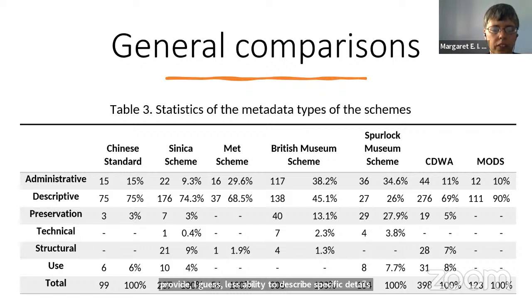So in table 3, we've looked at the statistics for the metadata types of the schemes using the 6 metadata types from the NISO and Getty standard description. Most of the schemes don't actually cover all of the types of metadata, and the ones they do cover, they cover somewhat unevenly. This makes sense because in any description of an object, you're going to be covering different facets just because objects are different.